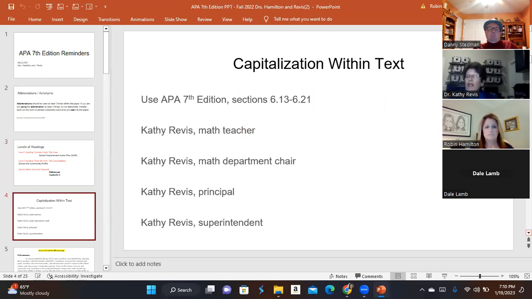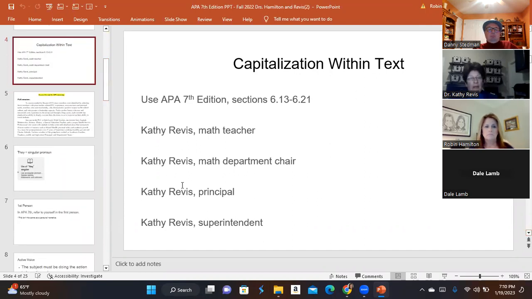When you are describing your PLC selection, your team, notice that, for example, when you are giving titles like a math teacher, math department chair, principal, or superintendent, those are not capitalized. For further explanation about capitalization, refer to APA 7th edition sections 6.13 through 6.21. The things that we typically capitalize are not really capitalized in APA 7th edition.